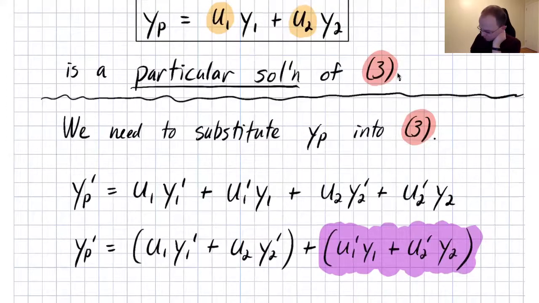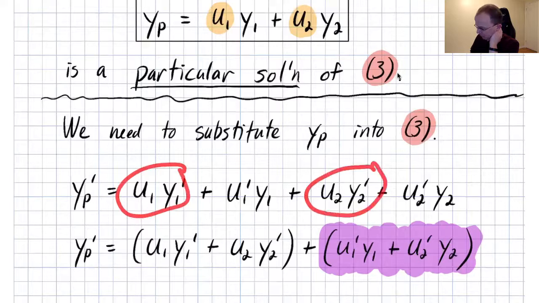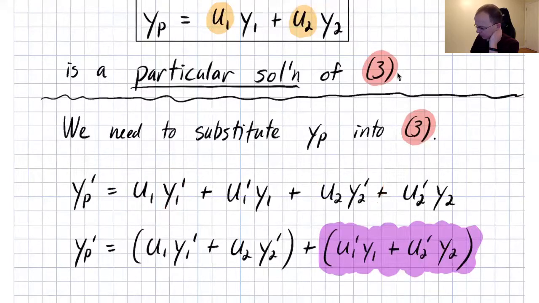Then we just reorganize this. We're going to take these two terms here, which involve derivatives of y1 and y2, so those terms go there. And then these terms involve derivatives of u1 and u2, so I'm going to put those there.